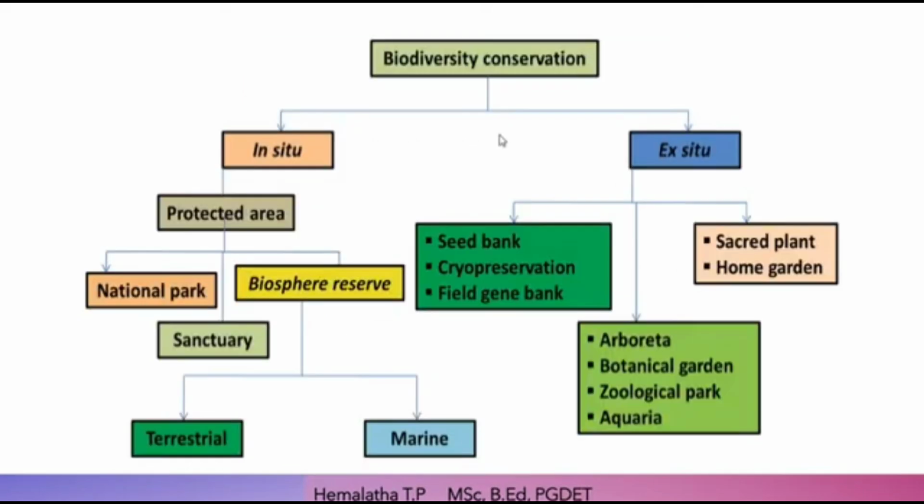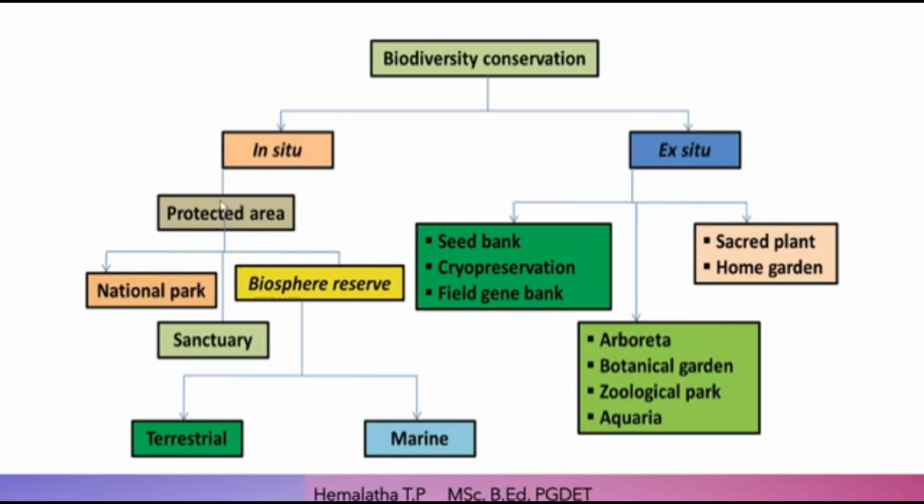We can conserve this biodiversity in two ways. One is in situ conservation, the other is ex situ conservation. In situ means inside, inside the allotted or given area, and ex situ means outside. Ex means outside, so ex situ conservation is nothing but conservation outside the area.